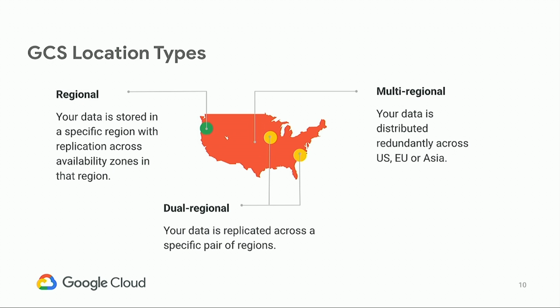Our second location type is what's called multi-regional storage, and that's where your data is spread redundantly across multiple regions within a multi-region, a multi-region being US, Asia, or EU. And this is really great for content serving. We have over 100 points of presence where this data can be stored, which means that if you're doing content serving, oftentimes the data is located very close to where it's being requested, and so we can minimize latency and bandwidth by distributing it widely across the multi-region.